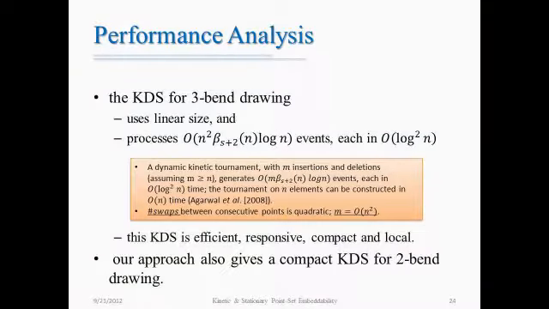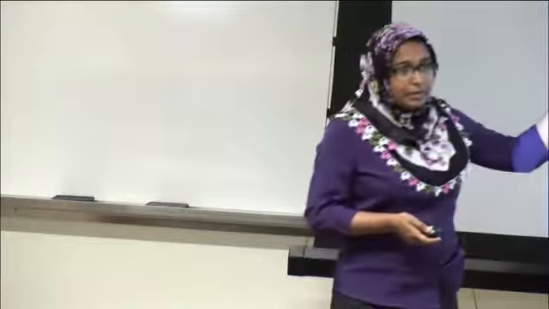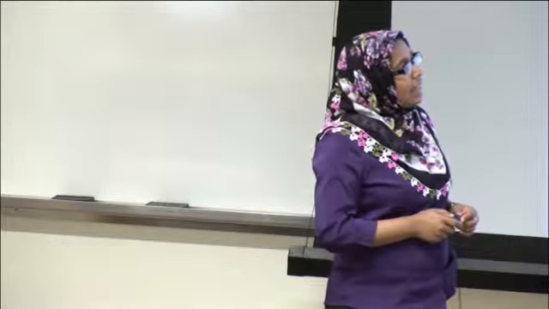So if we analyze the performance of this data structure, for the three-bend drawing, it uses linear size, and for the two-bend drawing, the tree uses linear size too. So both data structures and both algorithms are compact, but in the first case, in the three-bend drawing, the algorithm processes this total number of events. That's a very big figure, and each event is processed in order of log squared n time. So that's responsive and efficient and local.